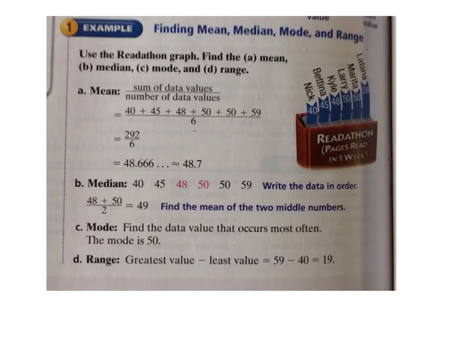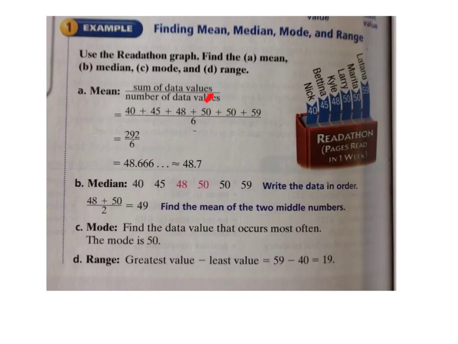It says use the readathon graph at the right here. Find the mean, median, mode, and range. So, to remind what that looks like here, we can see that we have Nick read 40, Bettina 45, Kyle 48, Larry and Marita both 50, and 59 for Latana.